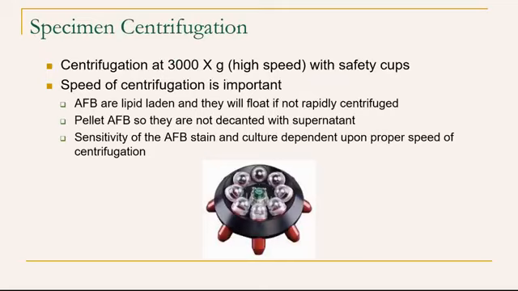The specimen centrifugation, as I said, is very important and should be at 3,000 times G. The speed is important because the AFB are lipid-laden organisms and will float if they're not centrifuged rapidly enough, and then you won't sufficiently pellet the AFB. The sensitivity of your AFB stain and of your cultures is very dependent upon centrifuging at the proper high speed.